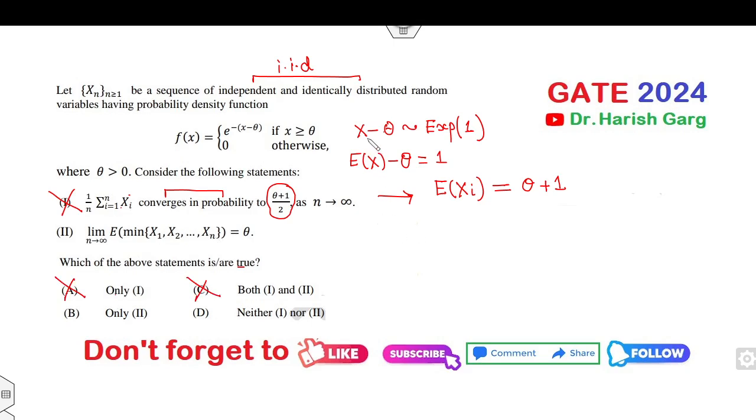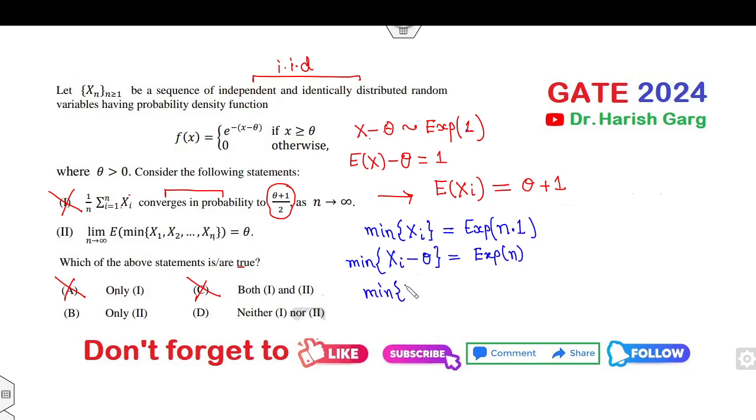Now, what is given to you? X minus theta follows the exponential 1. Then the minimum of the xi's again follows the exponential distribution, but the parameter is n into 1. But in this case, x minus theta, that means xi's minus theta. The minimum of this will follow an exponential distribution with parameter n. Fine.